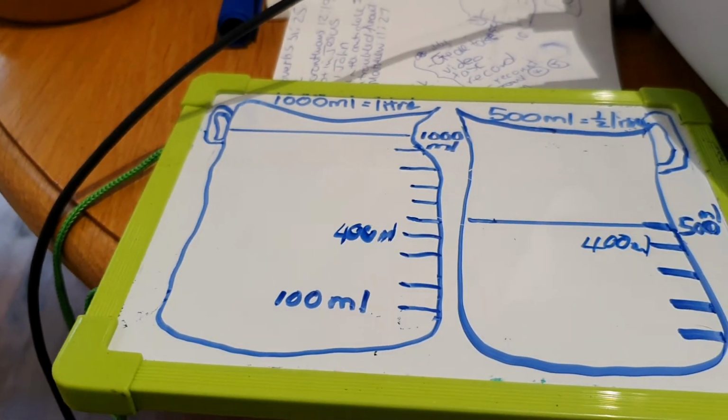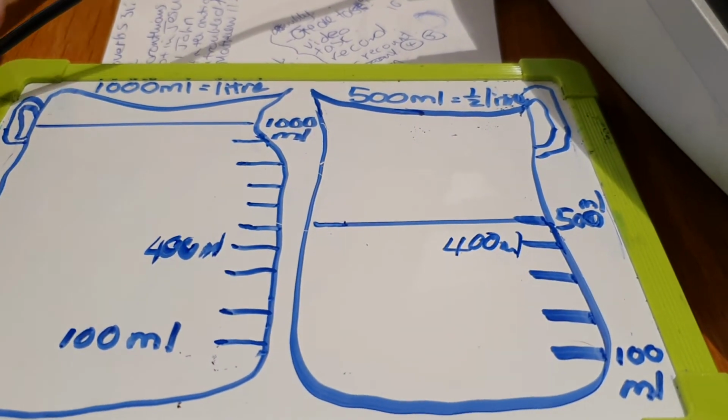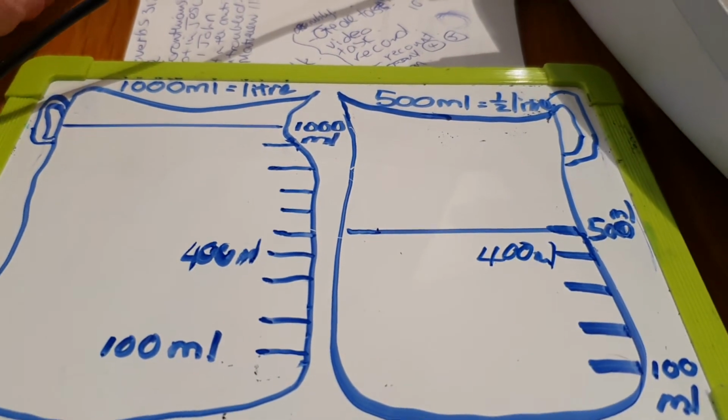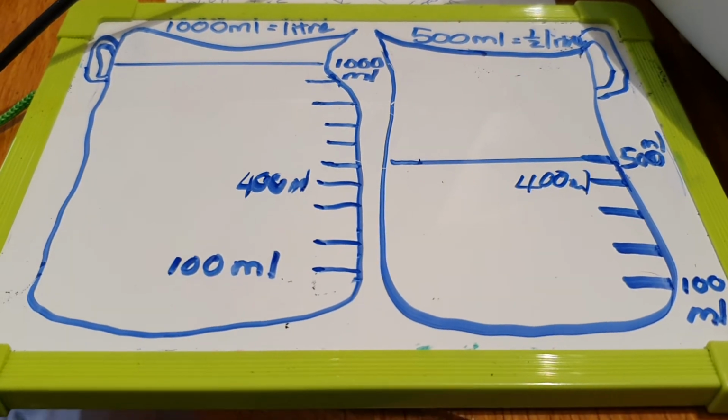So you need to look at how many milliliters there are on the scale. They don't tell you how much each one is. You need to work it out from the information that you're given.